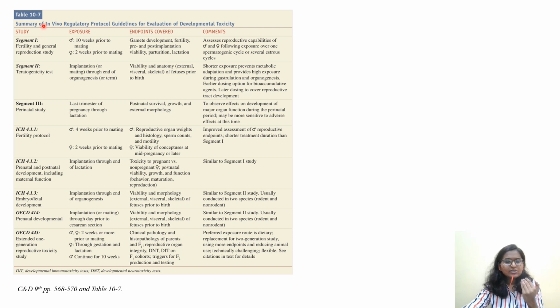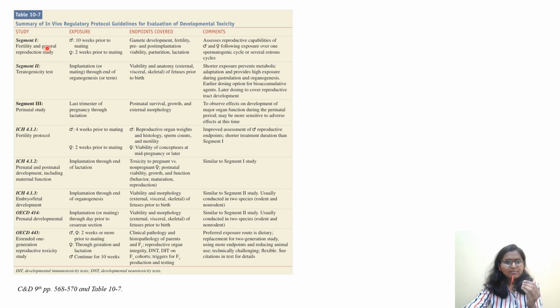Next slide, they ask us to please go back and refer to table 10.7 in the Casarett and Doull's ninth chapter, page numbers 568 to 570, table 10.7. In this table 10.7, there is a summary of in vivo regulatory protocol guidelines for evaluation of developmental toxicity.